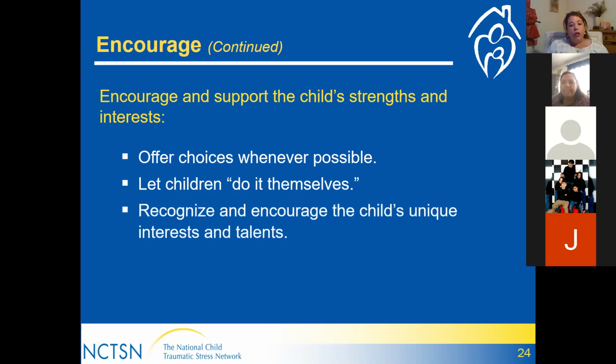And recognize and encourage the child's unique interests and talents. I already talked about this, but I'm going to talk about it again because I just think it's so important. Our kids have some amazing abilities, and they might not be abilities that you as a family already value. So maybe you're a really athletic family and you really value sports, and you have a child come into your home that's really artistic. It might be that you have to look for that artistic ability, and then your family has to kind of switch gears.